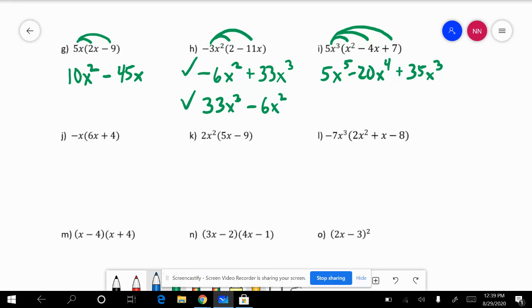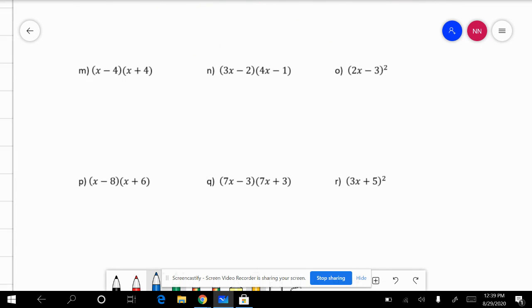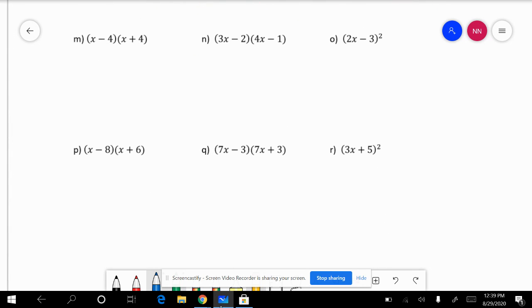The last thing that we're going to do is FOIL. And FOIL is another way of saying we're going to multiply the first terms. Then we're going to multiply the outside terms, the inside terms, and we're going to multiply the last terms. That's where we get the term FOIL. This only happens when we're distributing a binomial. So the ones before were monomials. That's just one term. That's where we distribute.